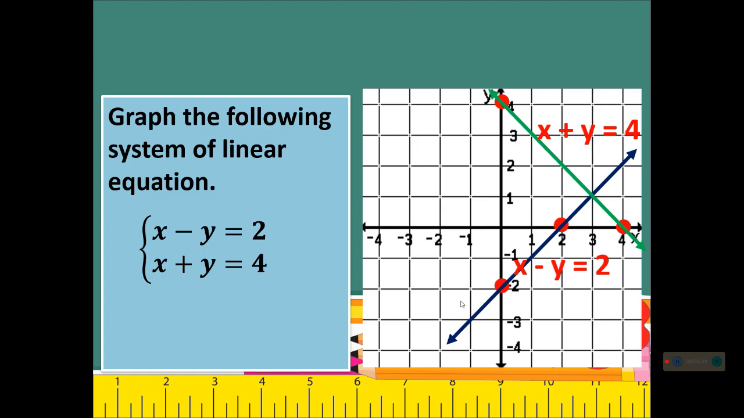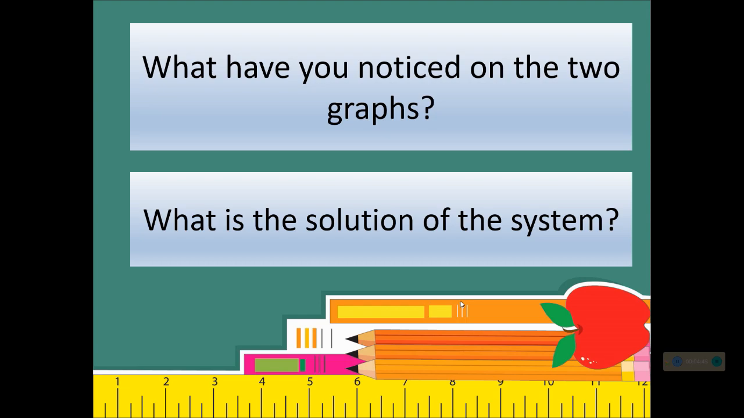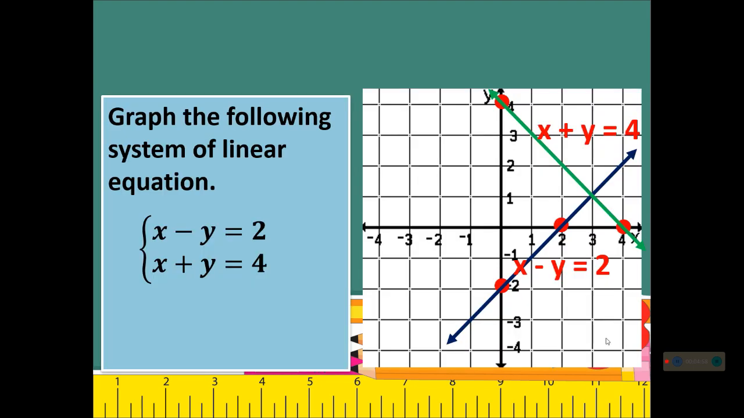Okay? So, I have here the questions. What have you noticed on the two graphs? Yes, they formed two intersecting lines. Okay, what is the solution of the system? Okay, so let's check. So we have here two intersecting lines.